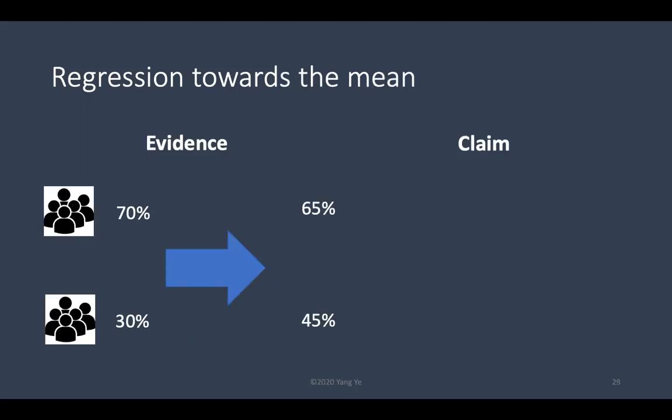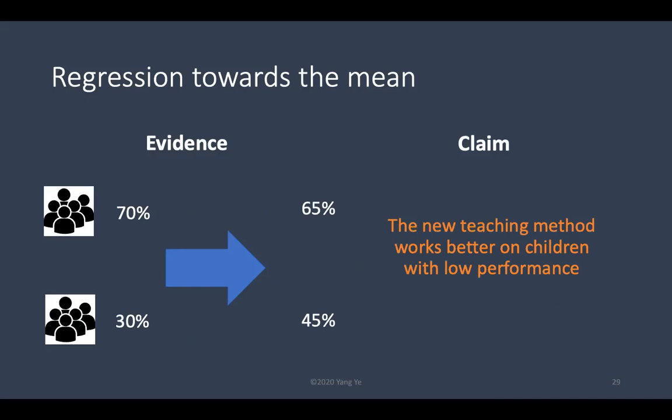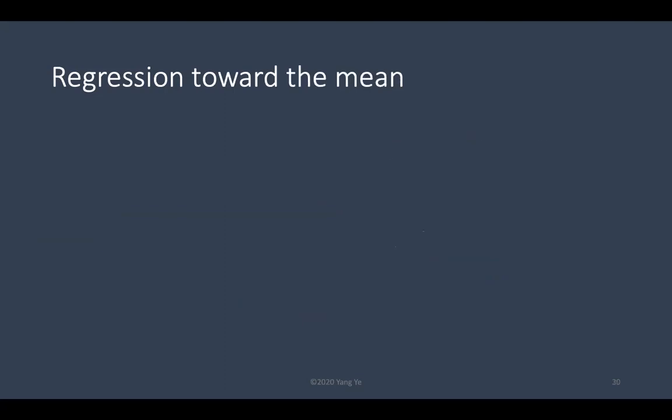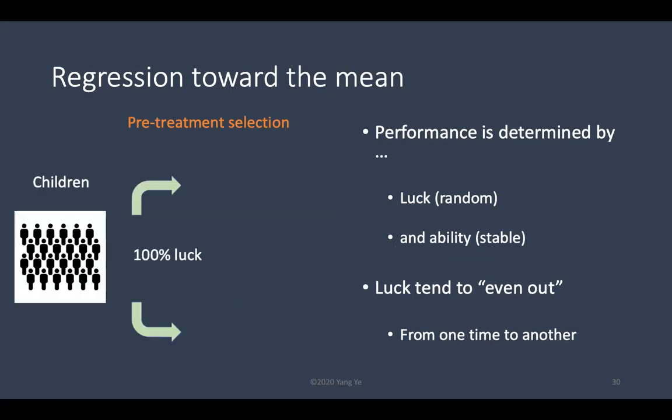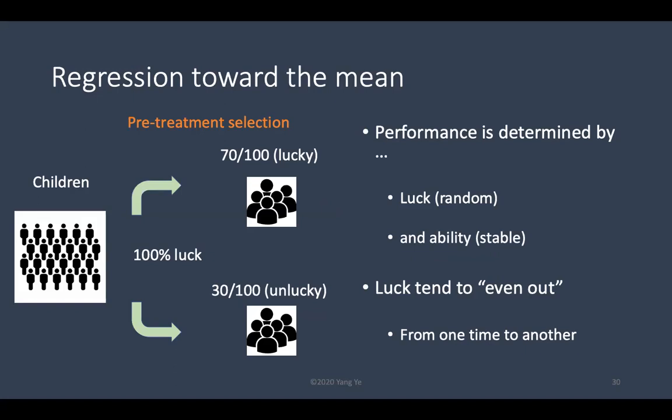Right, so there's the evidence, pre-post changes, and that sounds quite similar to what we talked about earlier, right? There's pre-treatment measurement and post-treatment measurement, and then we observe some kind of change. But if we look carefully, you realize that the children are not randomly assigned into these two groups. Instead, you have some kind of score that is determined both by a random factor, which is luck, and ability, which is a stable factor. And luck tends to even out from one time to another. So if you select children based on 100% luck, let's put it to the extreme, purely random, there are children who will perform better, there are children who will perform worse.